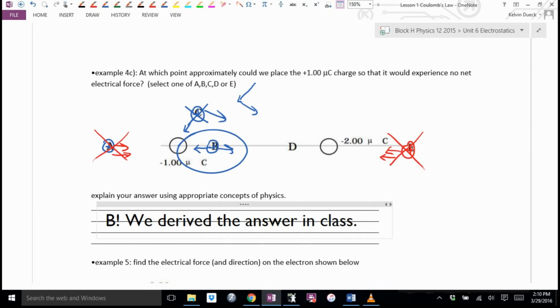It says explain your answer. We just did this whole process that I just did. I wouldn't write a whole paragraph. I'm not going to ask you a question like this, but hopefully you followed my explanation. We just derived the answer ourselves. It's got to be location B. That's the only place where you could have a net force of 0.